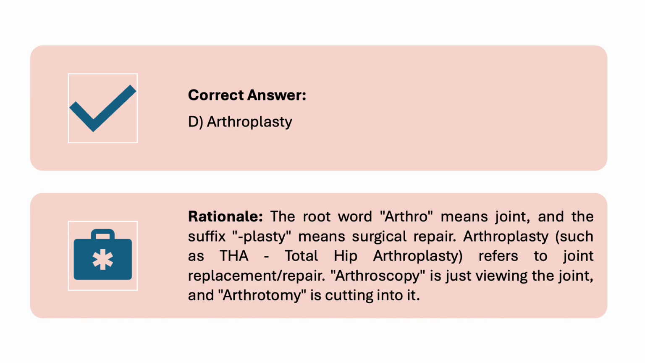Correct answer, D. Arthroplasty. Rationale. The root word arthro means joint, and the suffix plasty means surgical repair. Arthroplasty, such as THA, total hip arthroplasty, refers to joint replacement repair. Arthroscopy is just viewing the joint, and arthrotomy is cutting into it.